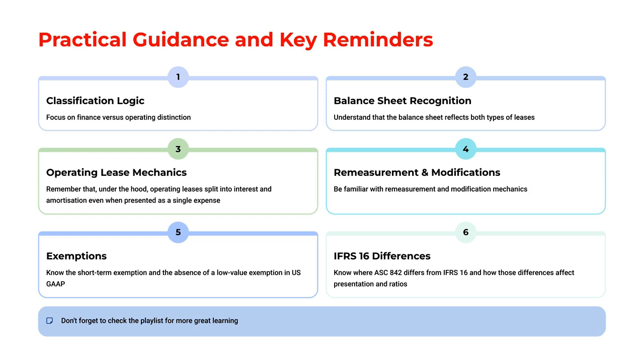Practical guidance and key reminders. Focus on classification logic. Finance versus operating. Understand that the balance sheet reflects both types of leases. Remember that under the hood, operating leases split into interest and amortization, even when presented as a single expense. Be familiar with remeasurement and modification mechanics, the short-term exemption, and the absence of a low-value exemption in US GAAP. Know where ASC 842 differs from IFRS 16 and how those differences affect presentation and ratios.